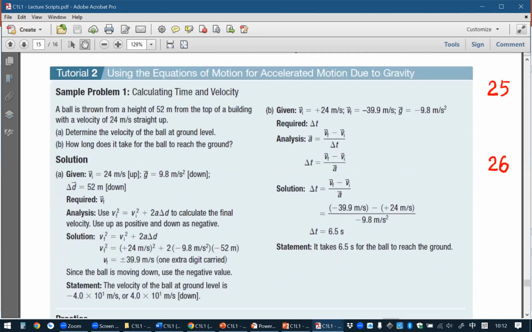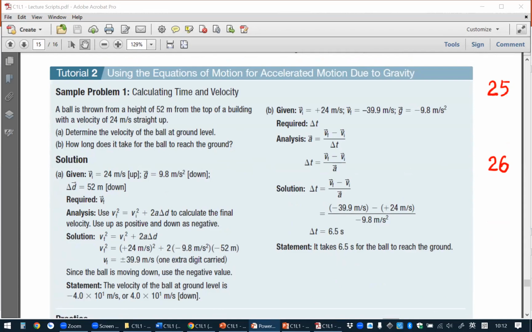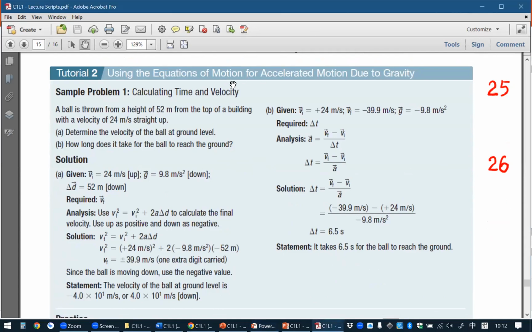Okay, then let's consider another example here, which is about using the equations of motion for accelerated motion due to gravity. So here, a ball is thrown from a height of 52 meters from the top of a building with a velocity of 24 meters per second, straight up. So there are two questions. First, determine the velocity of the ball at ground level. Second, how long does it take for the ball to reach the ground?